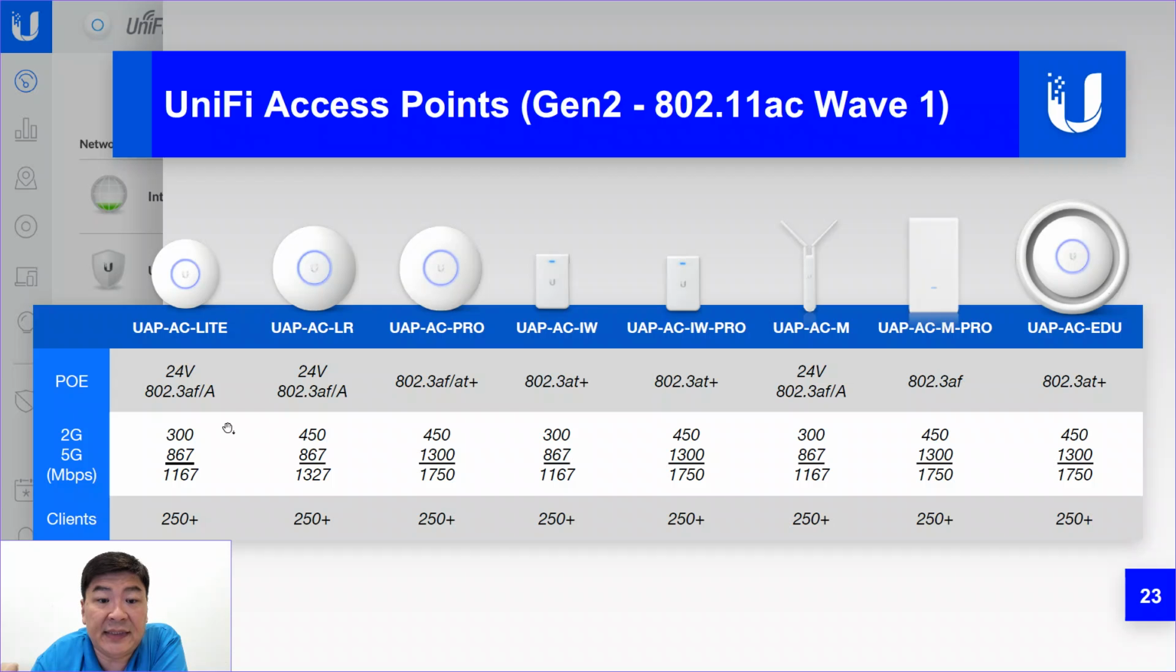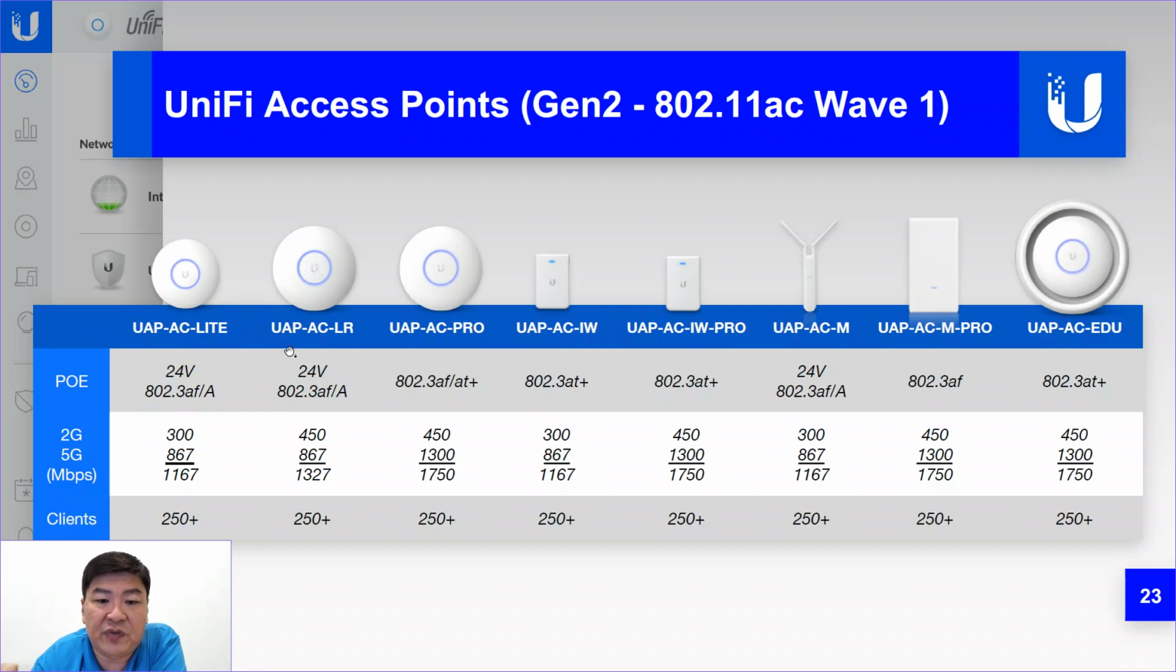Now, in terms of the AC Lite, the 2.4 gigahertz band is operating at 300 Mbps, which is 300 megabits per second, and the 5 gigahertz is operating at 867 megabits per second. So total up, you get 1167. Indirectly, I'll call this an 11AC 1200 access point. If you are comparing it with any of the competitors, look at the total add-up speed of both the 2.4 and the 5G.